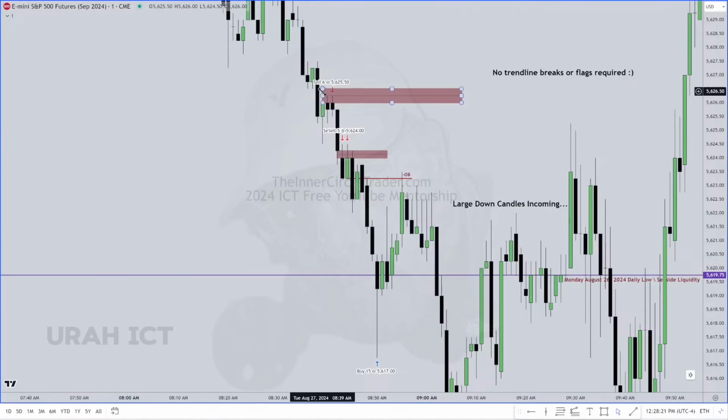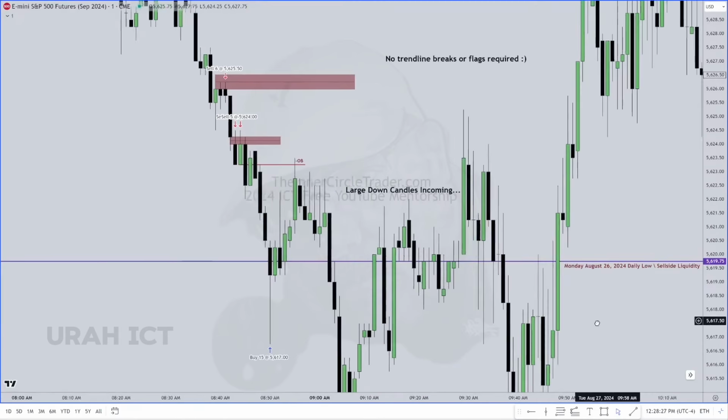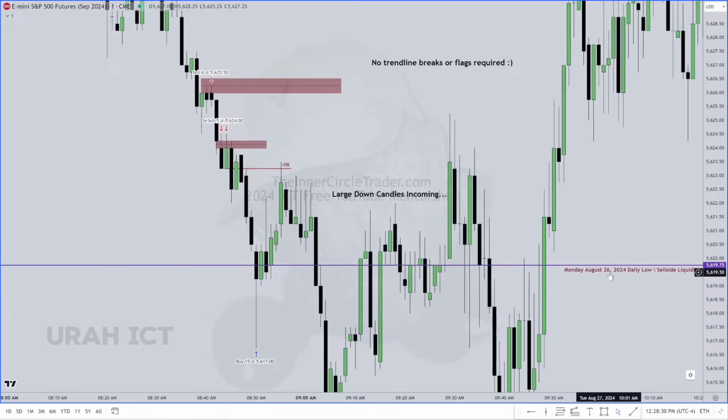But the point is this. As the market was dropping down, this was Monday's, where's it at here? There we go. Monday, August 26th, 2024, its daily low. And below that low is sell side. That means there's sell orders.